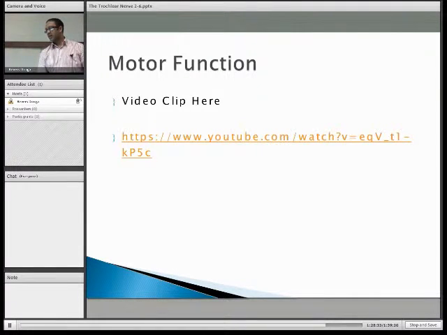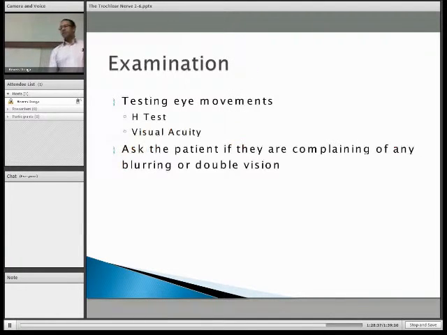So that just explained the motor aspect of it.